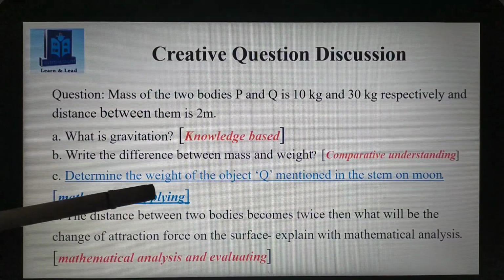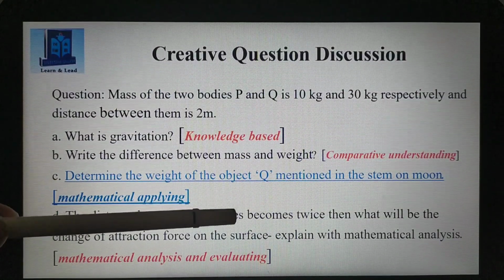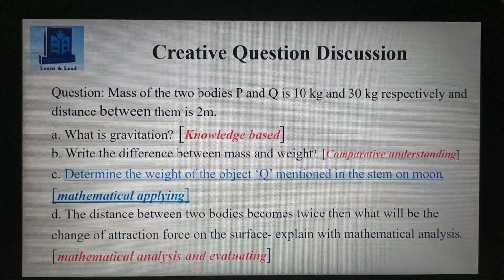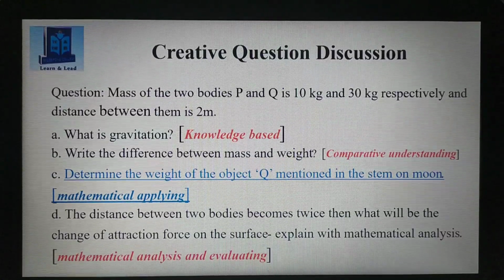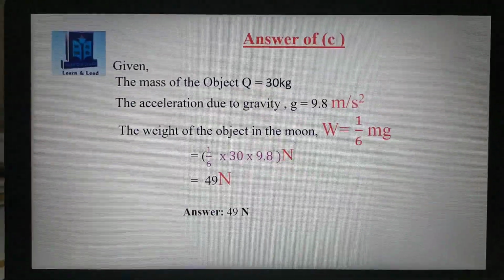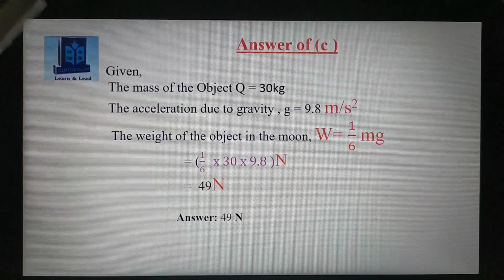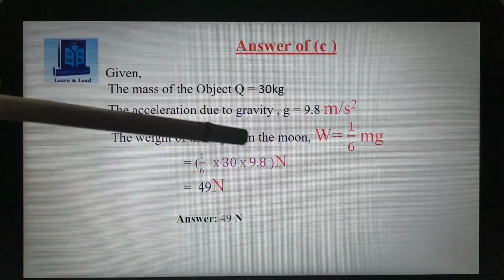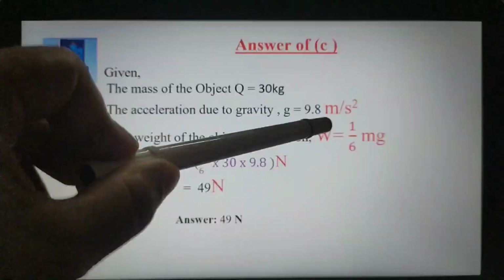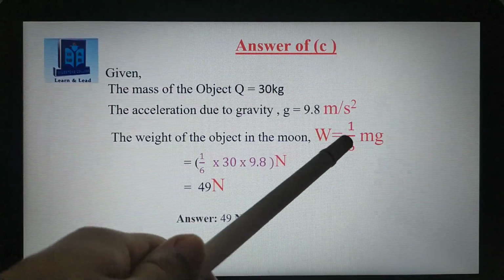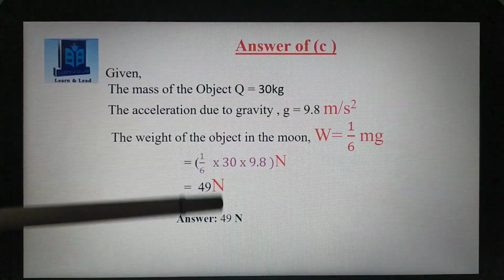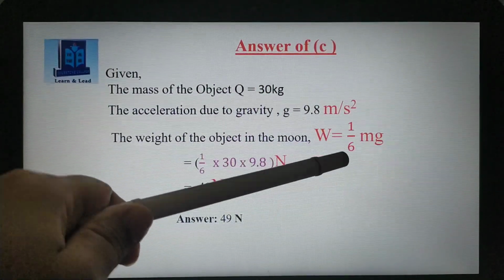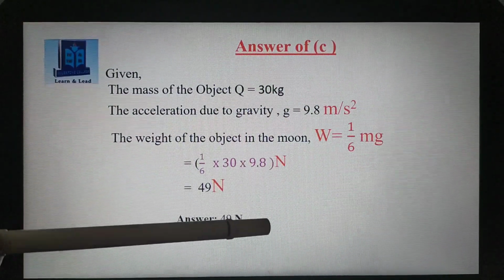Then determine the weight of the object Q mentioned in the stem on the moon. This is a mathematical application, and we have already done it. See here, what are the changes? What is the formula of g in the case of the moon? 1/6 mg. You have to keep in mind 1/6 mg, and then just apply all the information. You have to write the formula, and you have to write the unit. Okay?